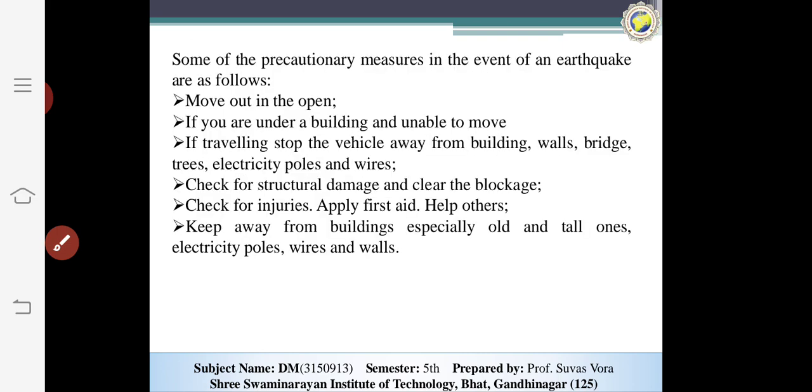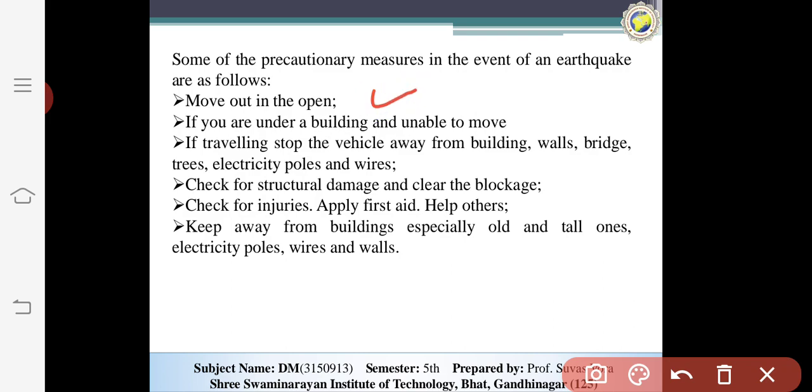So some precautions may be taken in the event of an earthquake. The first one is to move out into an open area. Then if you are inside a building and unable to move, you can go to the center of the building. Then if you are traveling in a vehicle, you can stop and stay away from buildings, walls, bridges, trees, electricity poles and wires.